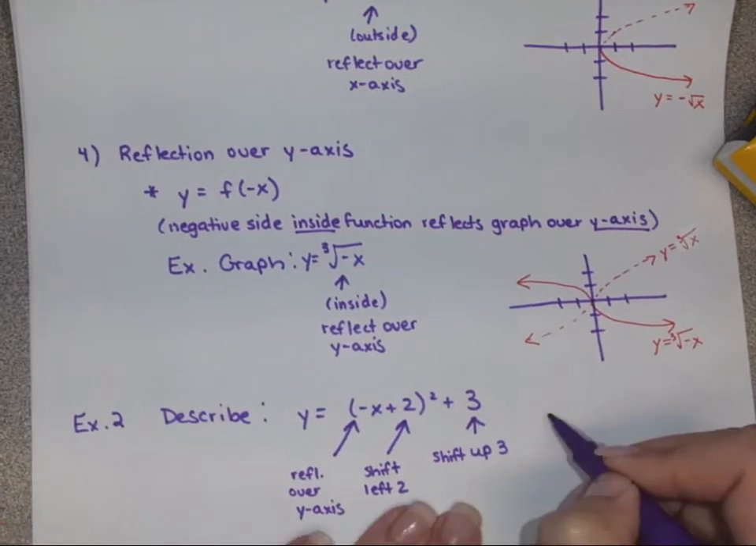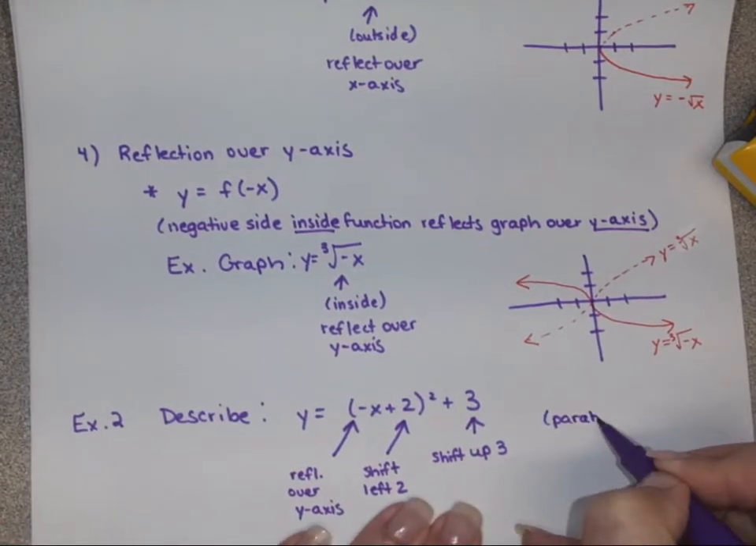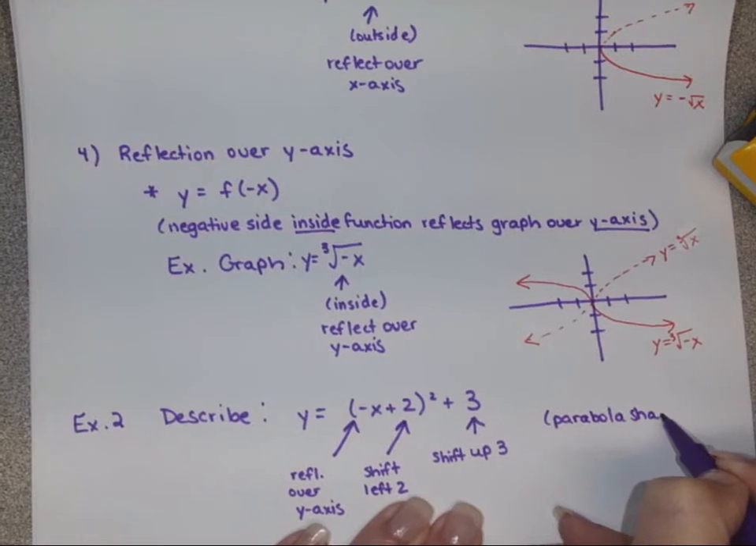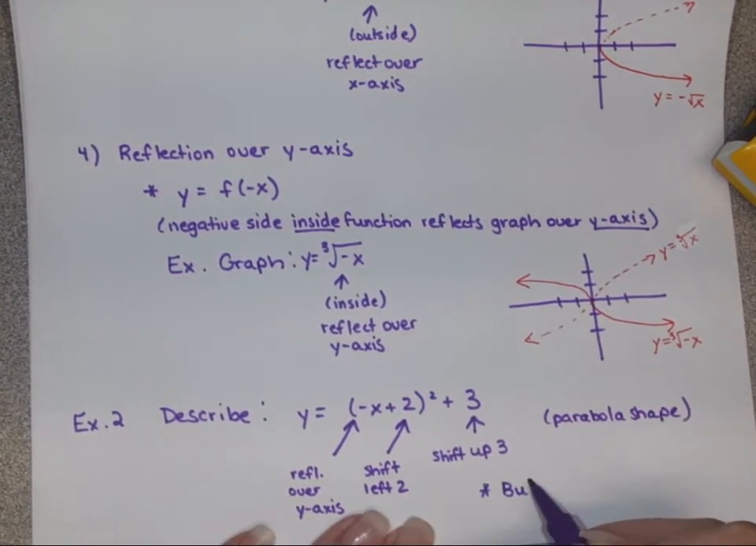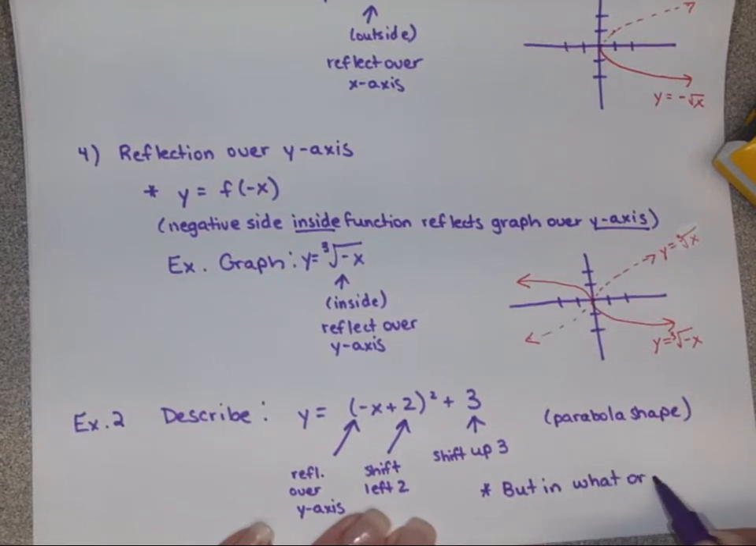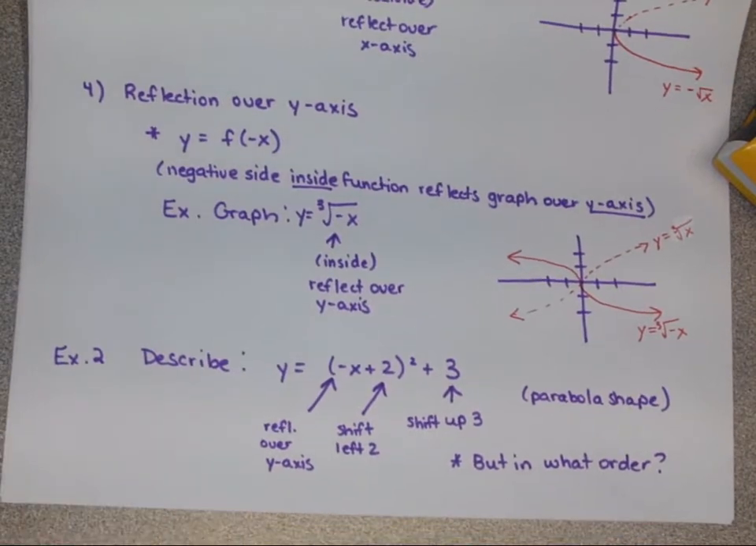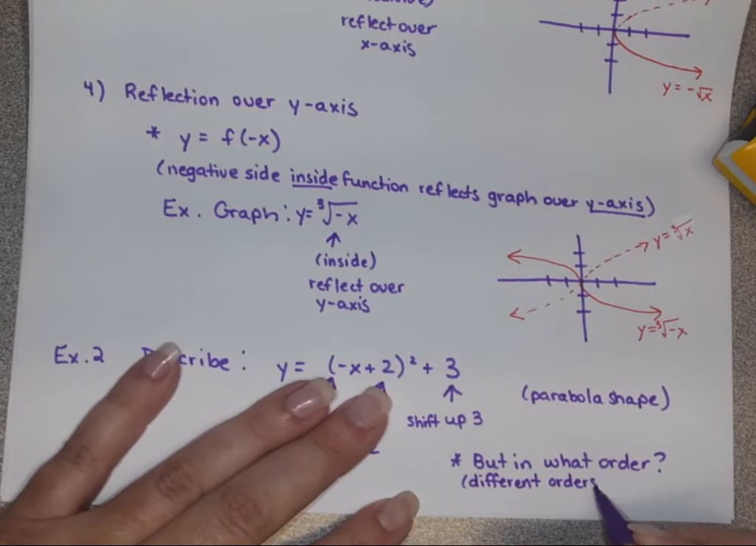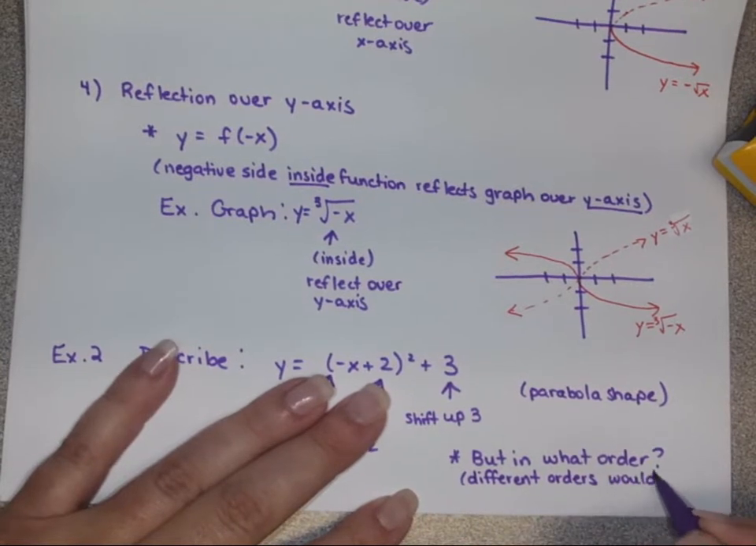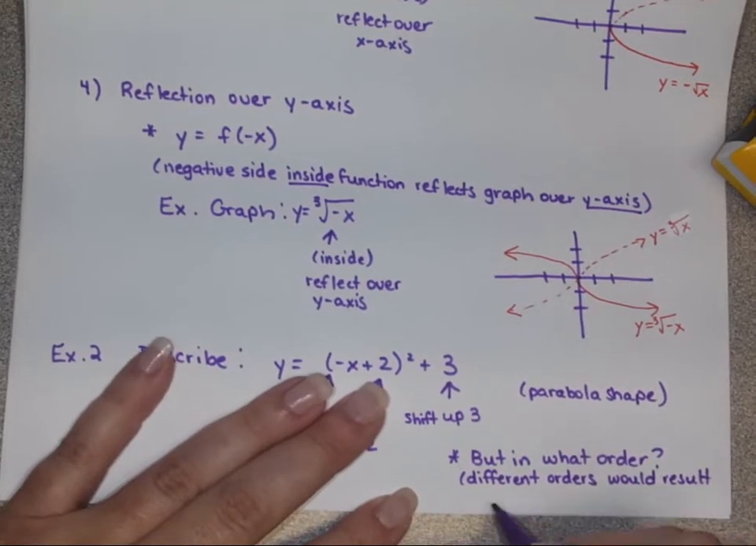Okay. And by the way, it's also going to be a parabola shape. How do I know that? It's squared, yes. Okay. But the question is, in which order? Because your graph would look different depending on what order you did these things in. There is a correct order to do more than one change at a time, because different orders would result in different graphs.